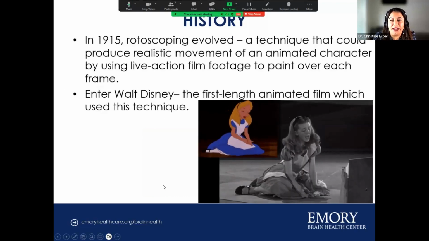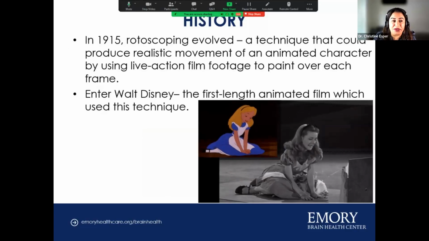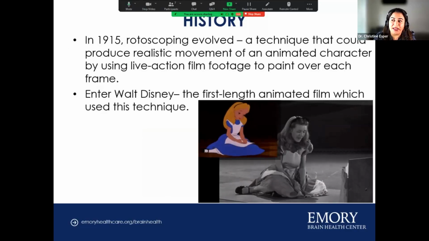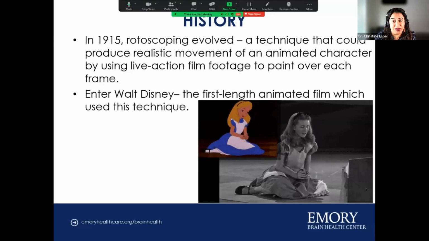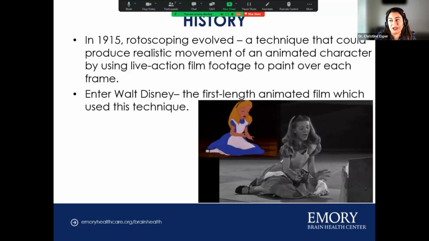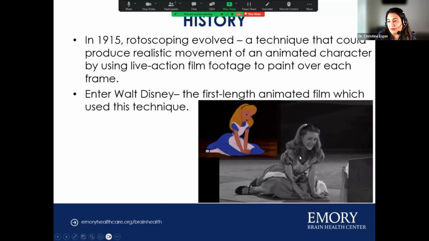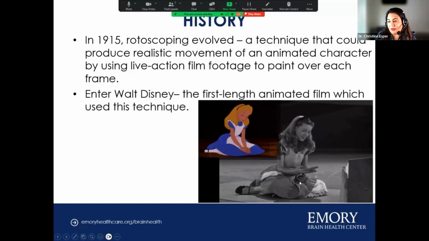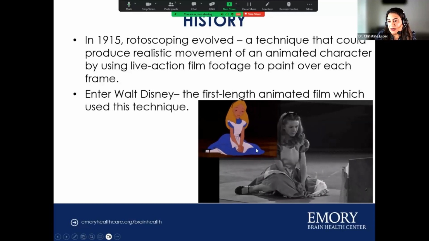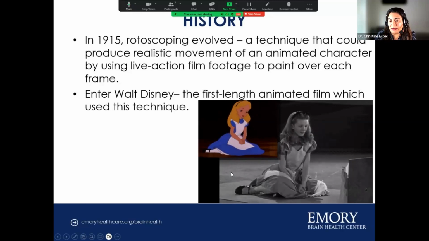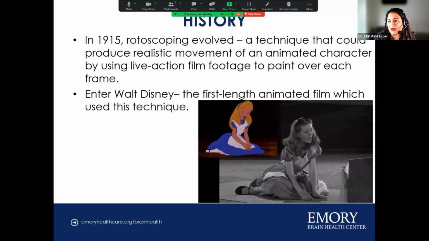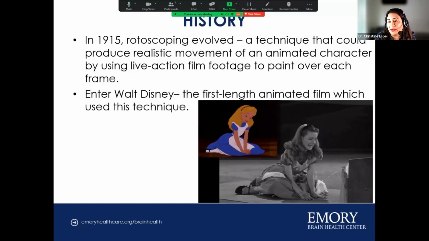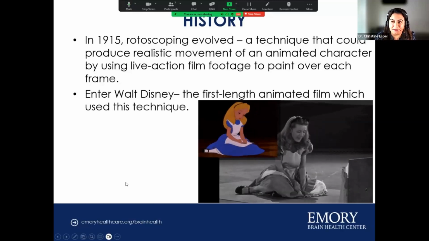Moving on, in 1915, rotoscoping evolved, and this is a technique that could produce realistic movements of an animated character by using live action film footage to paint over each frame. So here we have a live video, and then this depiction from a Disney movie. This is when Walt Disney became more involved, and this was the first full-length animated film which used this actual technique.